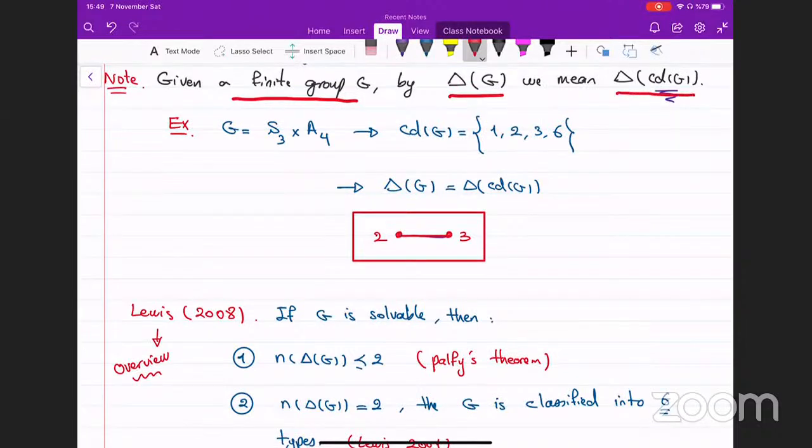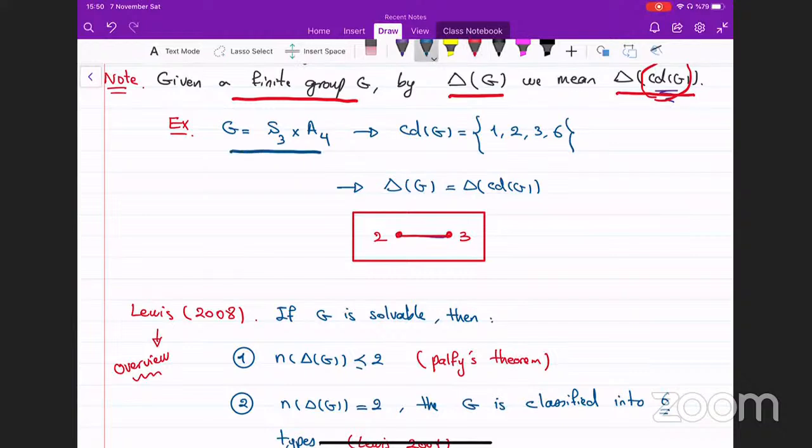So this delta G is just a notation for delta of CD(G), which is a set of positive integers, because these are dimensions of the vector spaces that you work with. Actually, the simple vector spaces, simple CG modules that we work with. Whatever I want to say is that these are positive integers. Yeah, so look at this example.